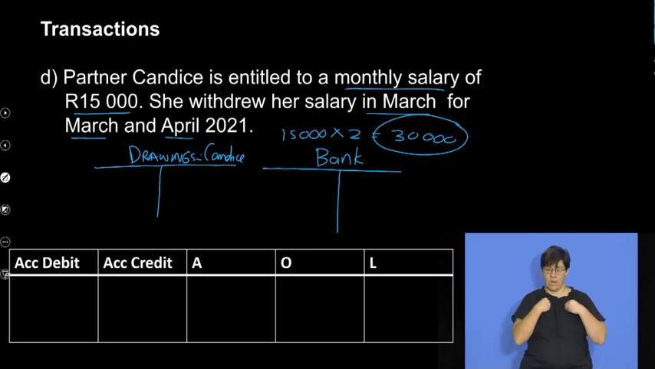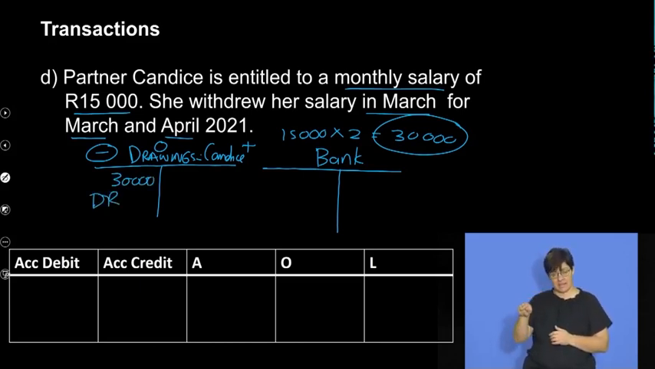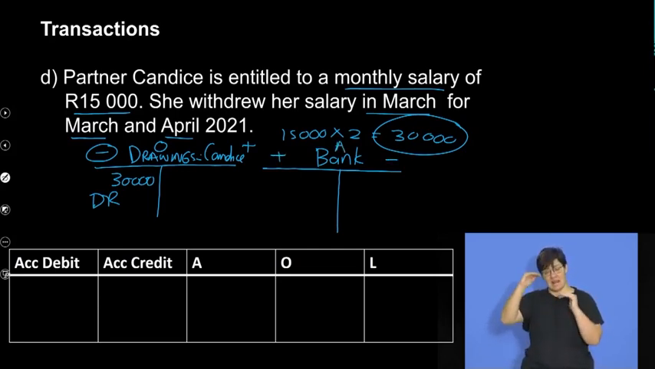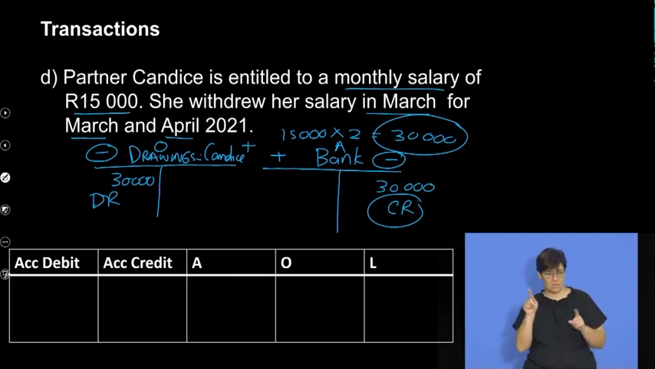Right, so looking at drawings, again, owner's equity, and because the owner is taking something out of the business, equity is decreasing by 30,000. So we are going to debit drawings, partner Candace, and then our bank account, let's assume bank is favorable because we haven't been told it's unfavorable. So if you look at your bank account, it is obviously decreasing. The business's bank account is decreasing by 30,000. So here's your credit.